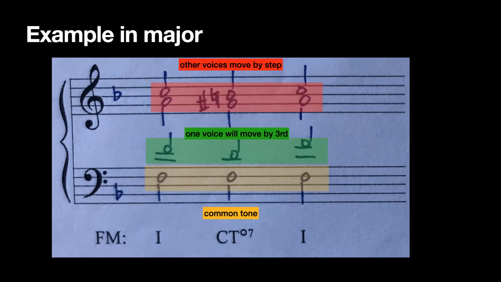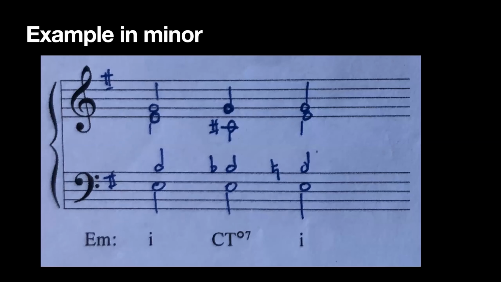Let's take a look at an example in a minor key, or at least embellishing a minor triad. So for this one, you will also notice the same sort of principles, except for this one, we have 2 common tones since there's a minor third in that tonic chord. So let's take a look at this example.